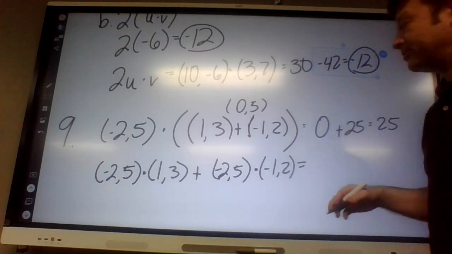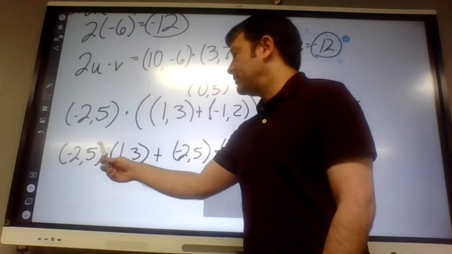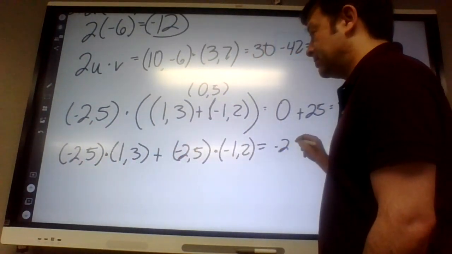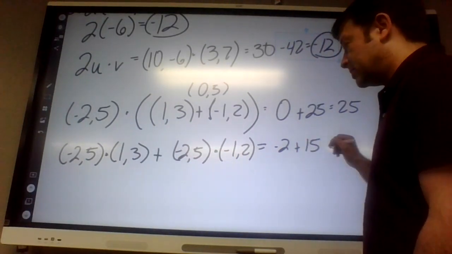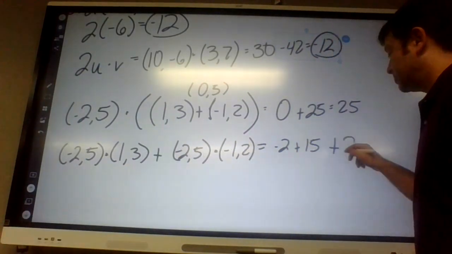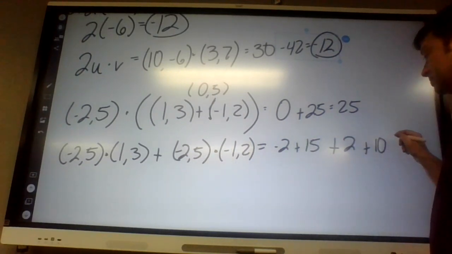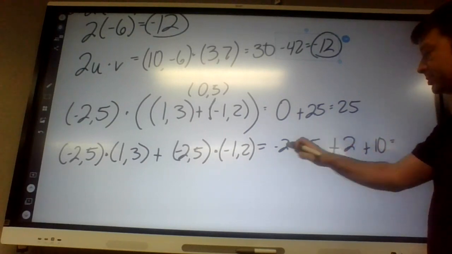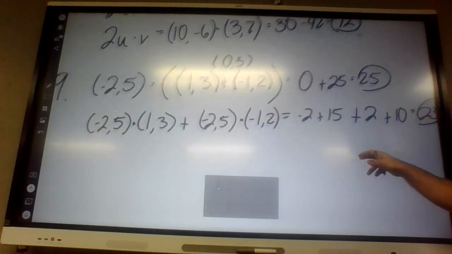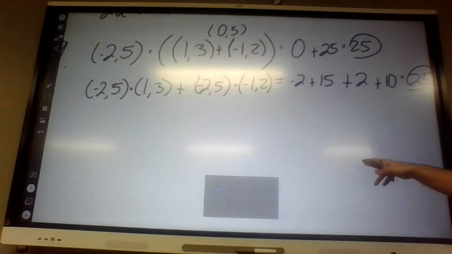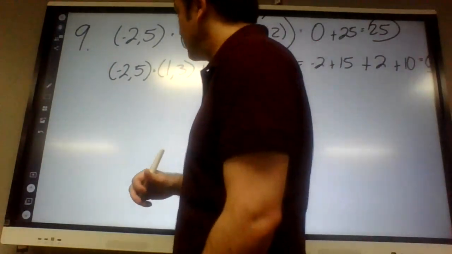Second one, we're supposed to do the dot product first. Negative 2 times 1 is negative 2, plus 5 times 3 is 15, plus negative 2 times negative 1 is 2, plus 5 times 2 is 10. So the 2 and negative 2 cancel out, you get 25. So they're both 25. So the distributive property works, is kind of what we're showing with the dot product. Just like multiplication.